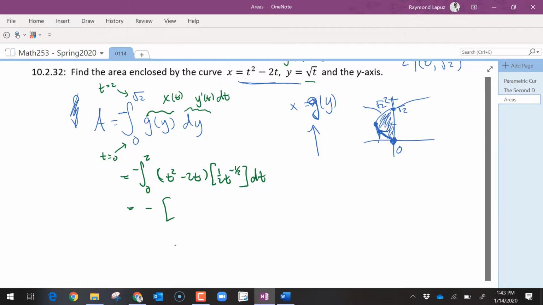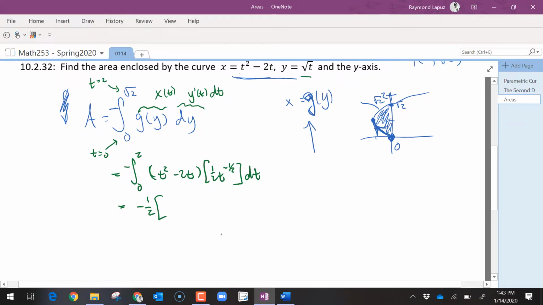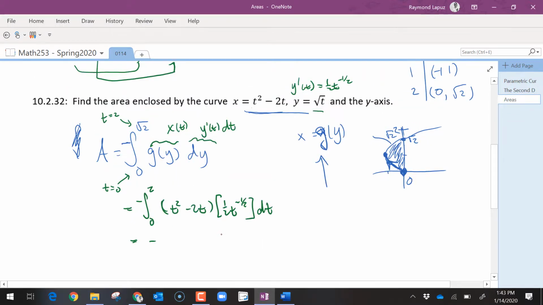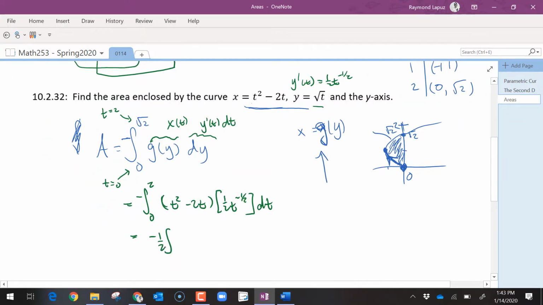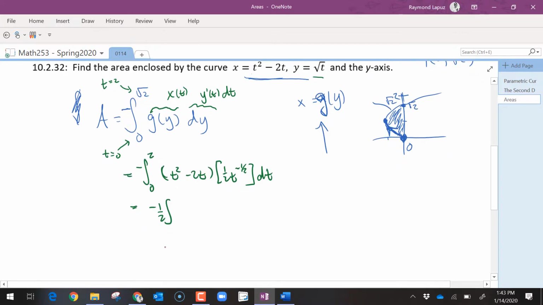How do you integrate again? There's a 1/2. Let's bring the 1/2 all the way out. And we got t. What do you do here, add or multiply? You add the exponents. So t to the 3/2 minus 2t to the 1/2. Right?